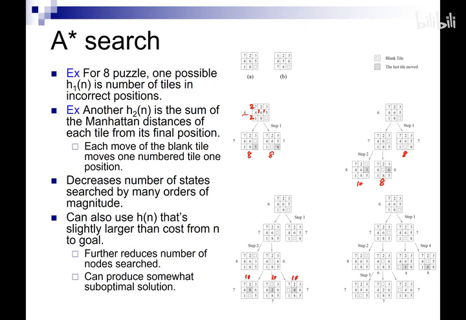Sometimes, if you want even faster speed, you can use an h function that is slightly larger than the cost from the node to the goal. When you do that, you can further reduce the number of nodes that you search through. However, you're no longer guaranteed that you produce the minimal solution. So this can produce a somewhat suboptimal solution. If h is much larger than the actual cost, then this can produce a very suboptimal solution. The degree of suboptimality is based on how close h is to the actual minimum cost.